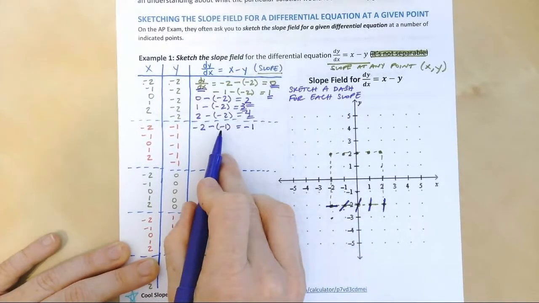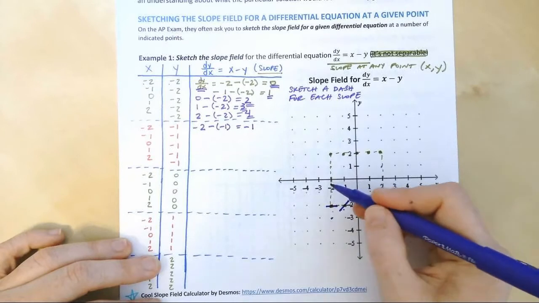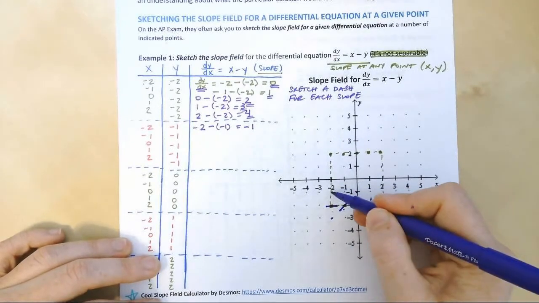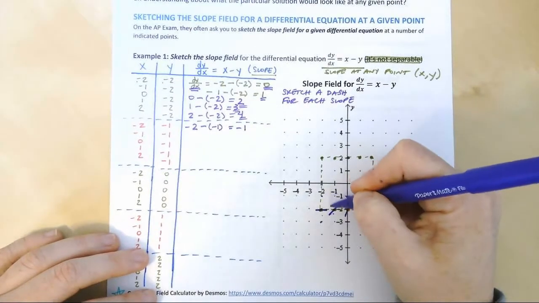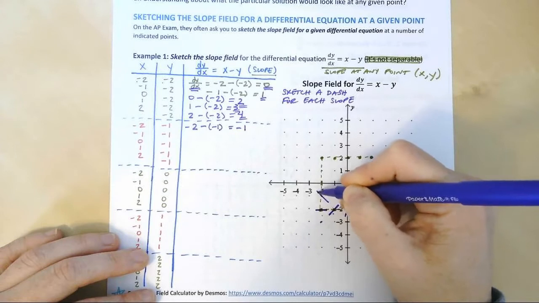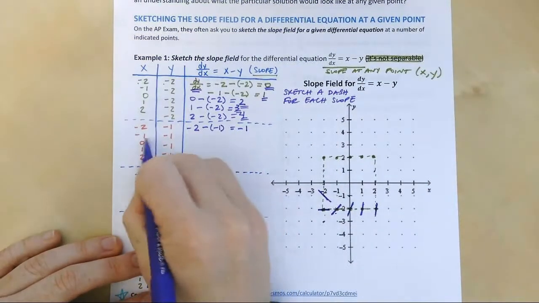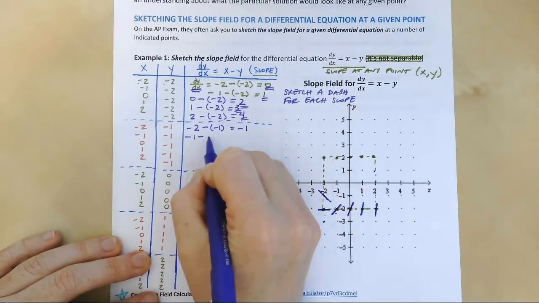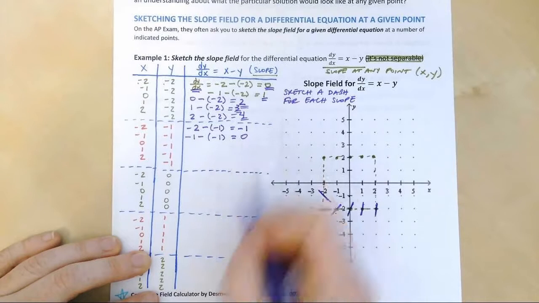That's negative 2 plus 1, which is negative 1. So at the point negative 2, negative 1, I need a slope of negative 1. Remember, that's going down, and it should be pointing at the point directly diagonal. There's my dash. Okay, x is negative 1 minus y is negative 1 equals negative 1 plus 1, 0 again.